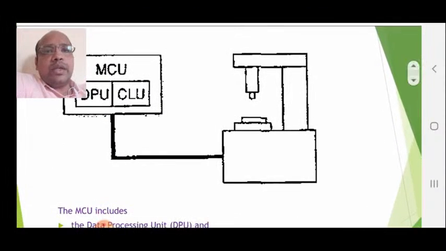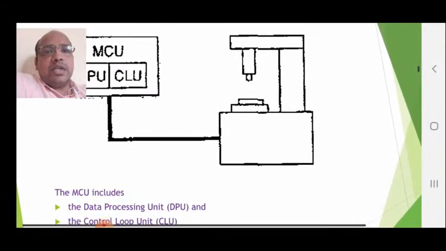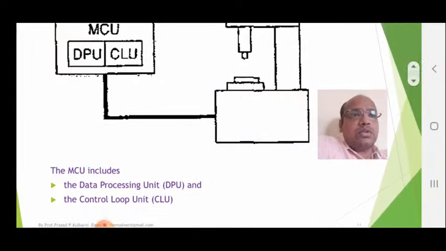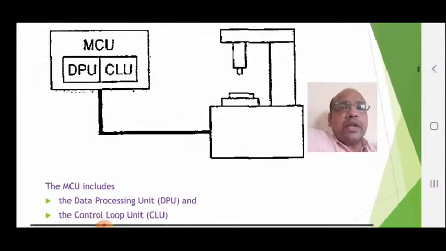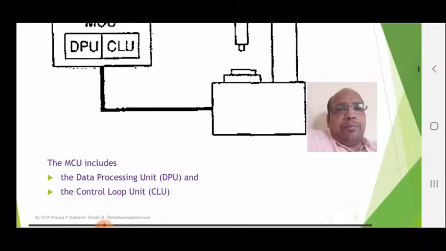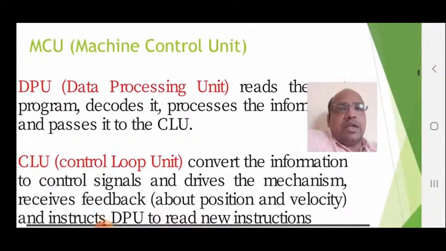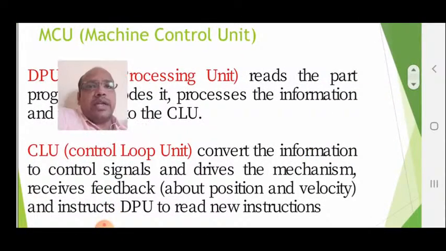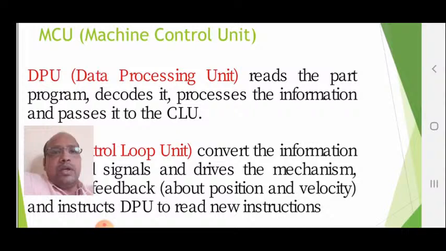Machine control unit, it has basically two components. First one is a data processing unit, and second one is a control loop unit. So DPU, what is its function? Data processing unit, it reads a program, it decodes it, and it processes the information and it passes to CLU.